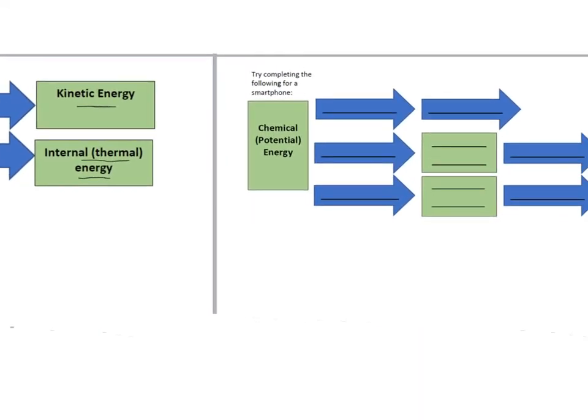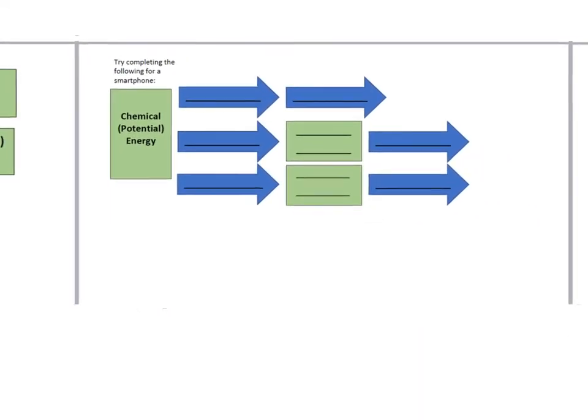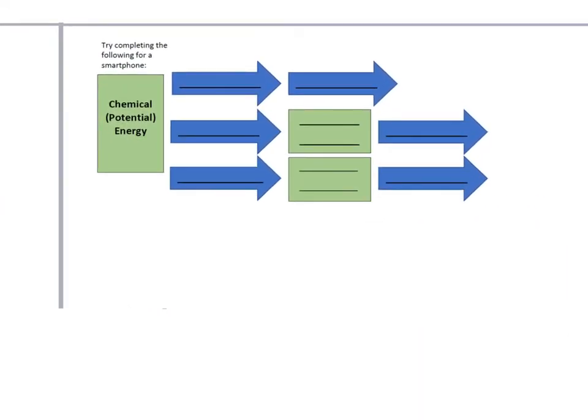Have a go at this example. So this is an energy flow diagram. The green boxes represent stores, the blue arrows are meant to represent transfer processes. So try to fill that in for a smartphone. Pause the video and have a go.